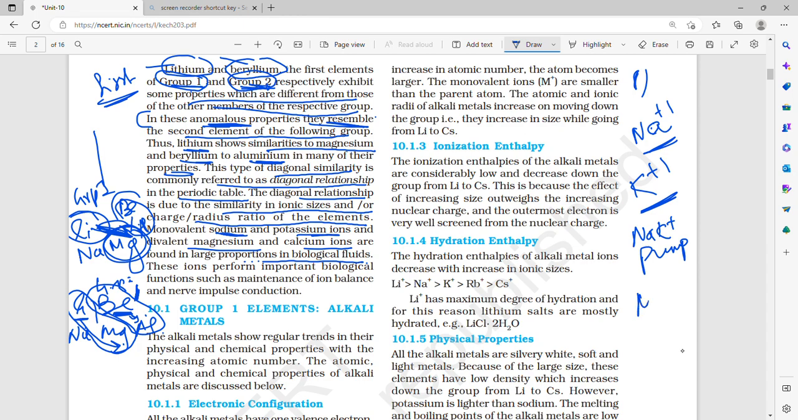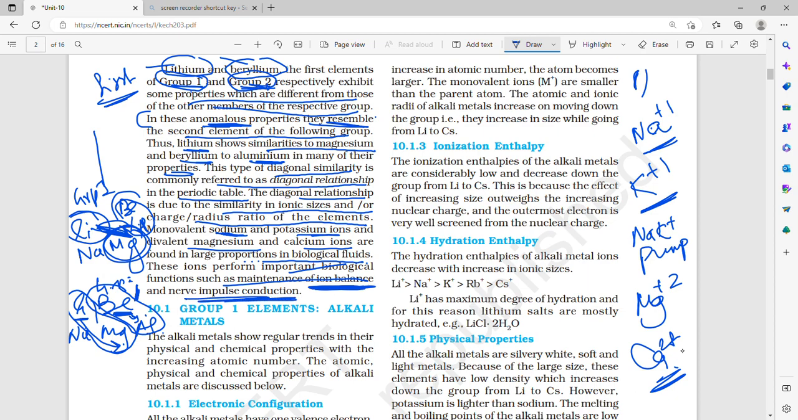Similarly, Mg+2 magnesium as well as Ca+2 calcium, both of them are found in large proportions in biological fluids. These ions perform important biological functions such as maintenance of ion balance and nerve impulse conduction.